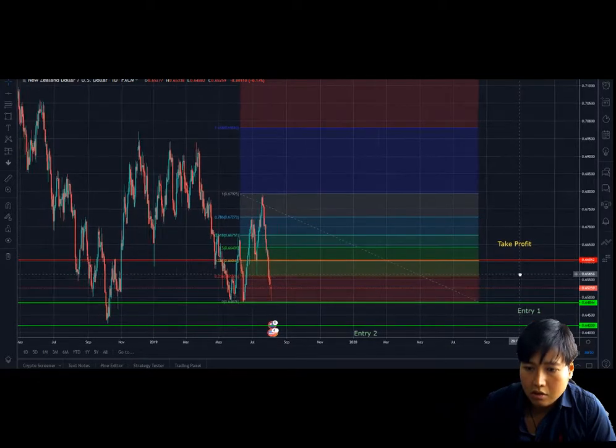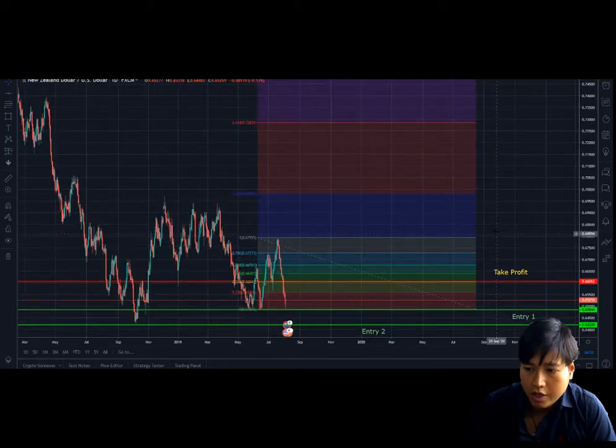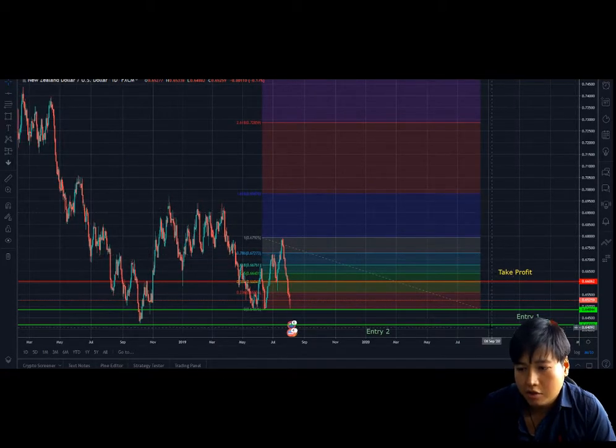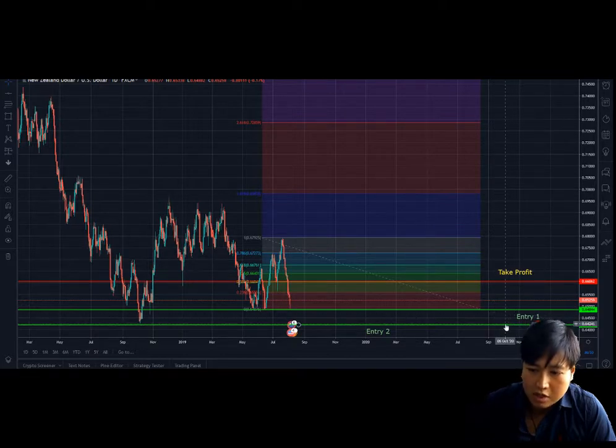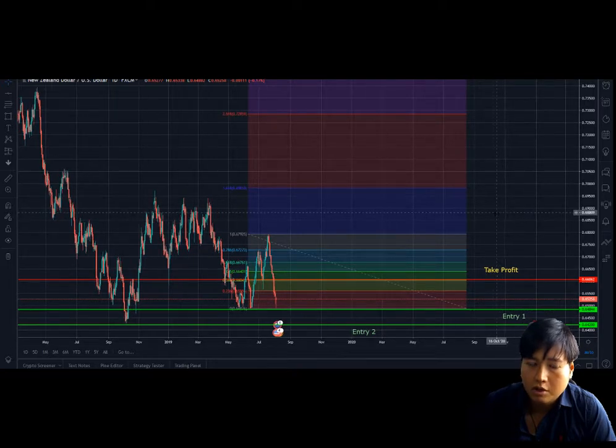So I would say if you manage to enter around here, and then you set stop loss somewhere around here, you've got a pretty good risk to reward ratio. And if you don't like to set stop loss, you can set another entry again, just in case the price dips down before going back up, so your first entry you don't get stopped out.